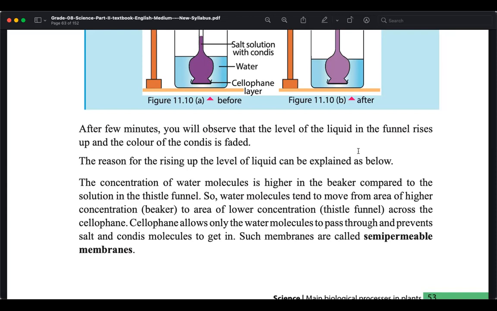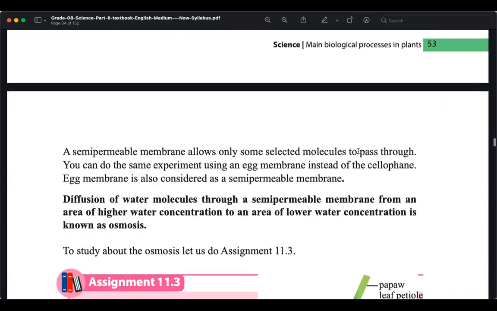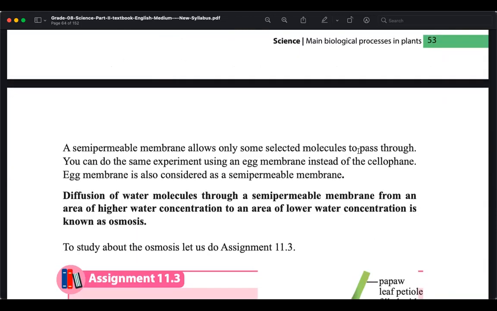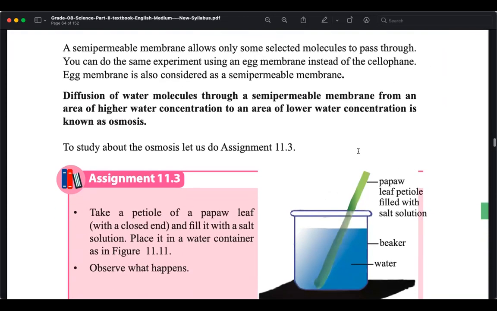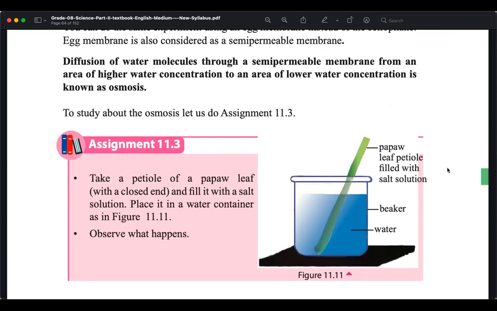So where can you see these semi-permeable membranes? These are there in cells, right? So this experiment, you can do the same experiment using egg membrane instead of the cellophane, but collecting egg membrane is a bit difficult, right? But that is also acting in a similar way to the cellophane membrane.